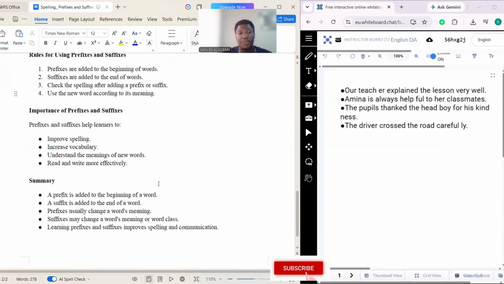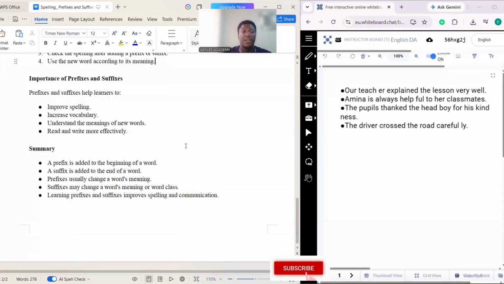And then importance of prefixes and suffixes. Prefixes and suffixes help learners to improve spelling, increase vocabulary, understand the meaning of new words, and read and write more effectively. In summary, a prefix is added to the beginning of a word.